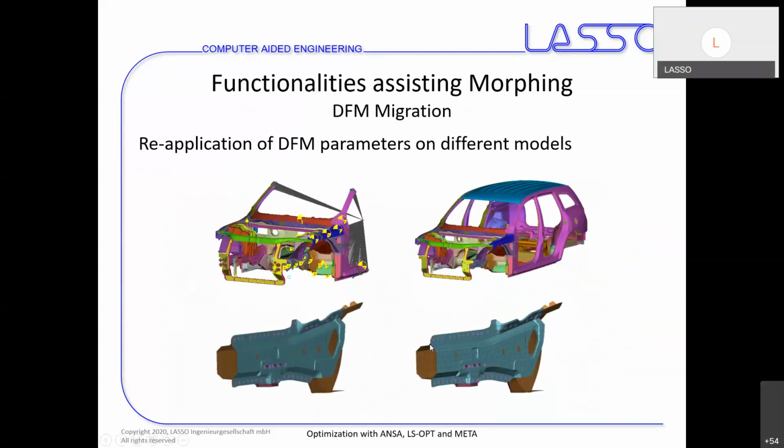And what's quite new is a function called the DFM migration. We've seen it for the boxes. You can reuse the boxes for different models. And the question was, how can we do this with direct morphing? So for this, there exists the DFM migration tool, and this is exactly for applying DFM morphing parameters on different models.